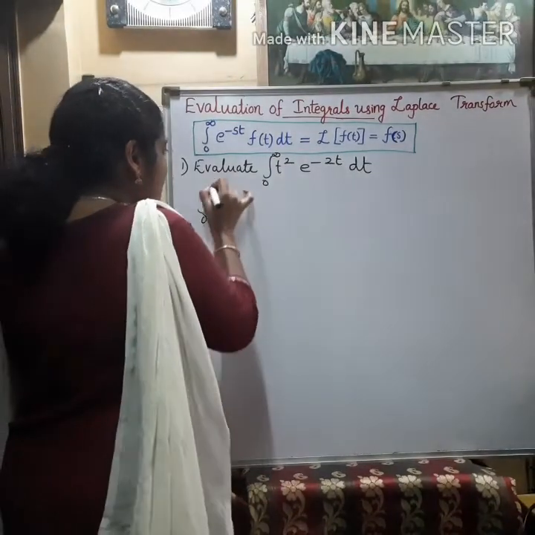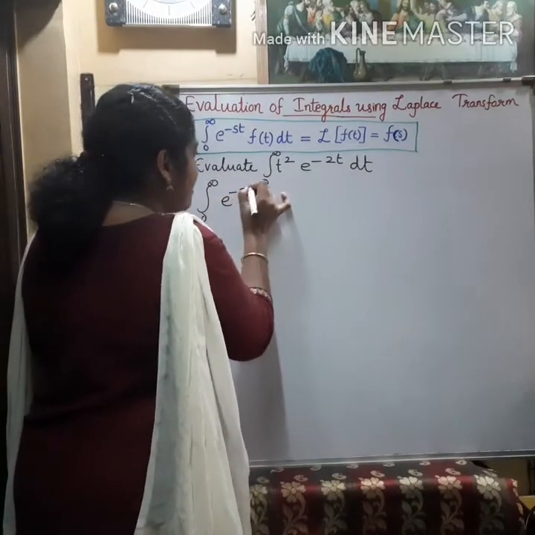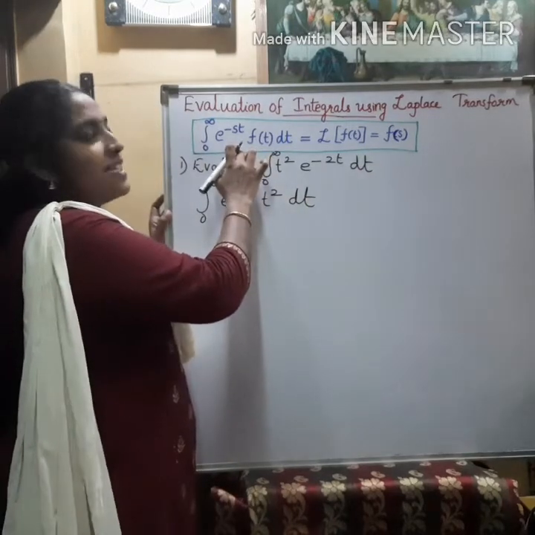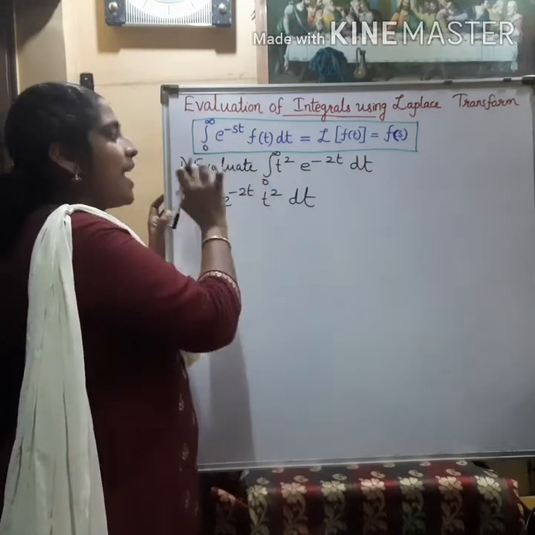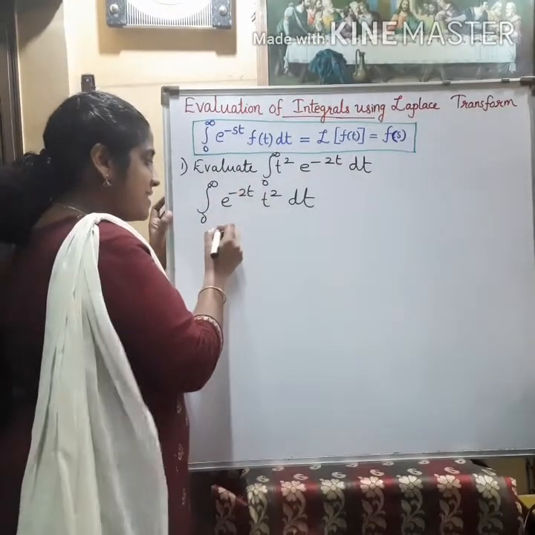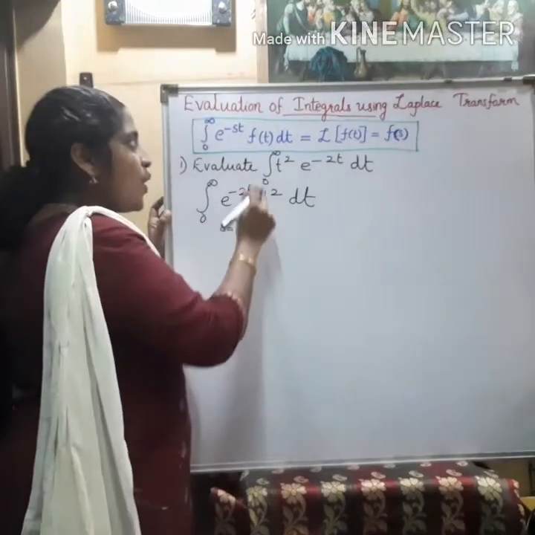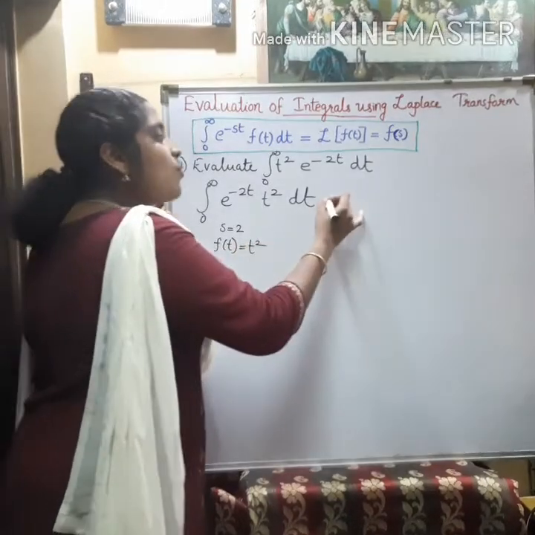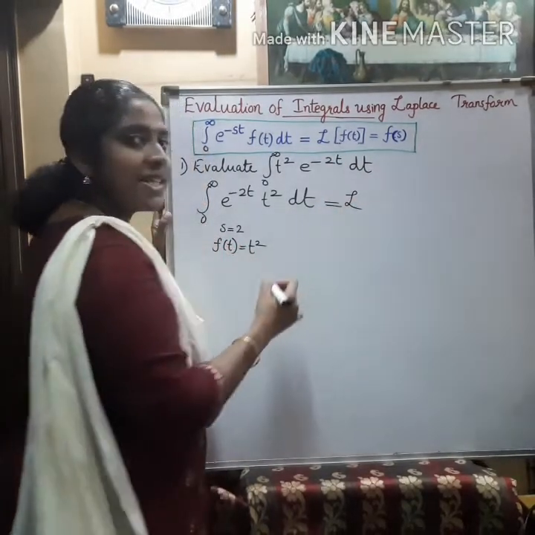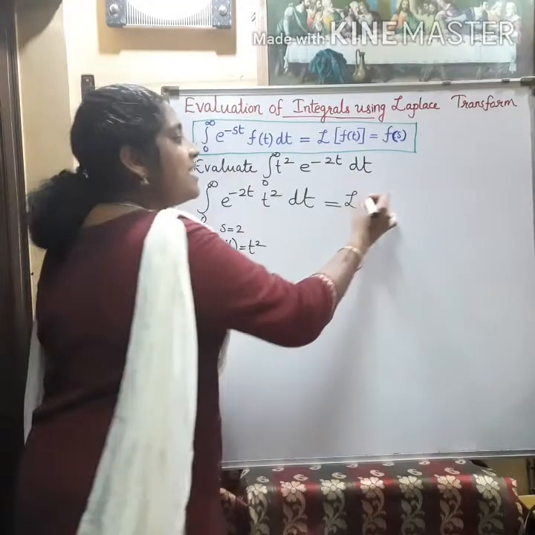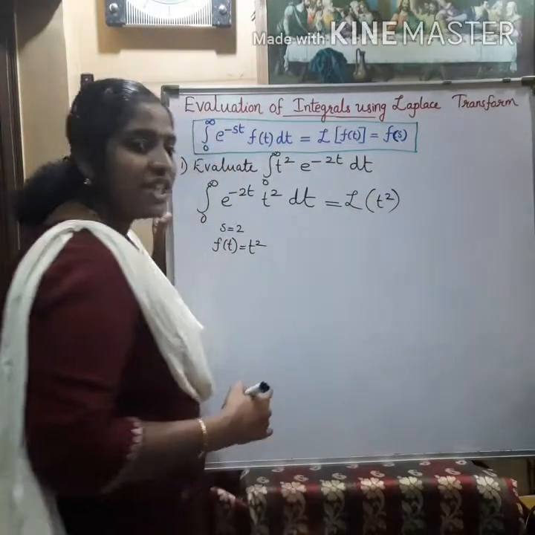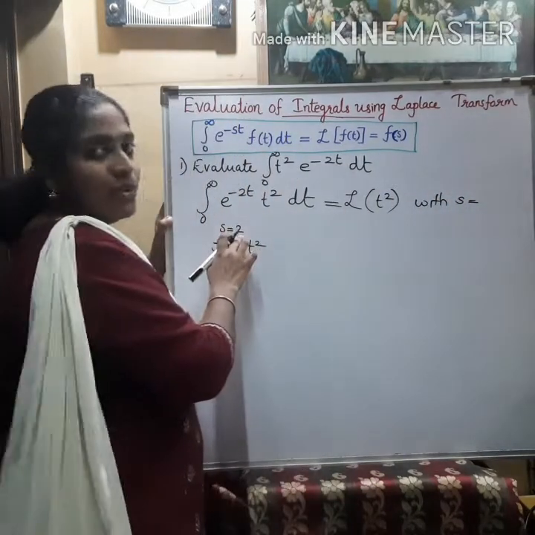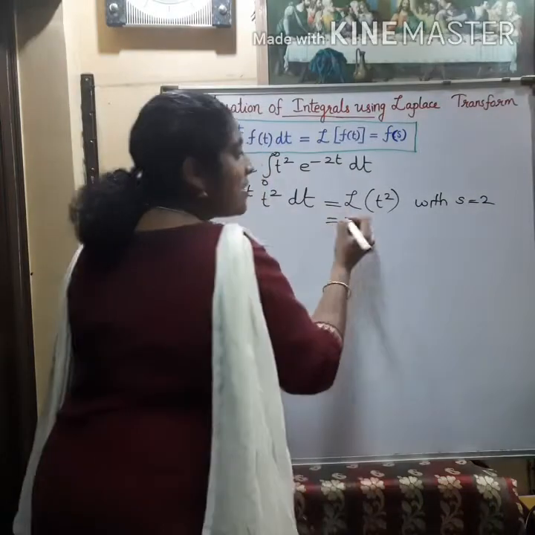We can write it as e raised to minus 2t t square dt. It is in the form of this Laplace transform general formula, that is e raised to minus st, where s is equal to 2, and f of t, here our f of t is equal to t square. So what will this be? This will be the Laplace transform of the function t square with s equal to 2. So what is the Laplace transform of t square?